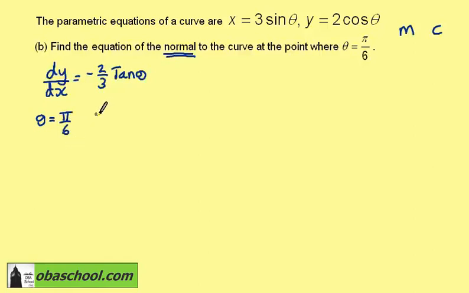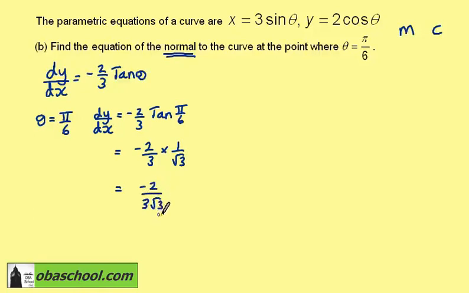If theta is pi by 6, dy/dx is equal to minus 2/3 times the tan of pi by 6. Remember, pi by 6 is 30 degrees, and the tangent of this is 1 over root 3. So we have minus 2/3 times 1 over root 3, which is minus 2 over 3 root 3. Remember, this is the gradient of the tangent to the curve.